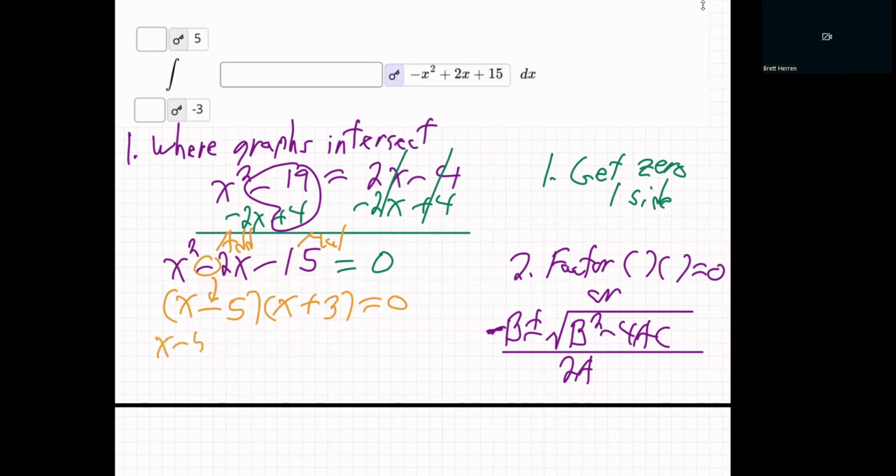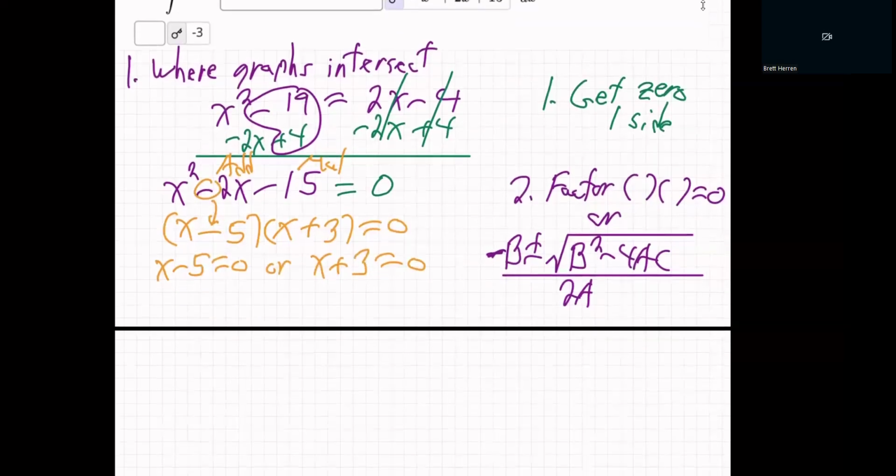And then remember, you set each one equal to 0 separately because they're multiplying, right? So if two things are multiplying to equal 0, either one could be 0. Then you just jump the 5 over, jump the 3 over. So it'll actually end up being plus 5 and or minus 3. So those are the two answers.